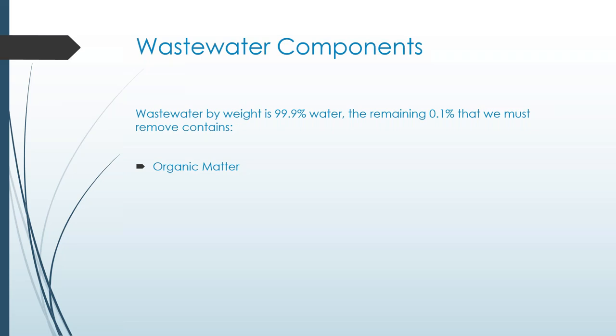Among the other microorganisms that we must remove are pathogenic bacteria. Pathogenic meaning disease causing. Typically found in sewage. For example, E. coli. We're all familiar with E. coli. Why do we measure E. coli? Water samples are collected to measure E. coli to make sure water is safe for public recreation, such as swimming, fishing, or canoeing.